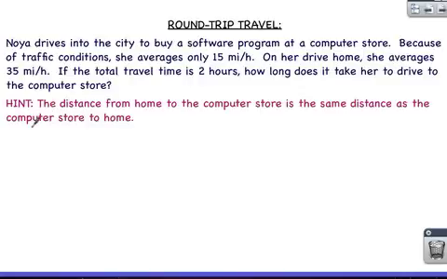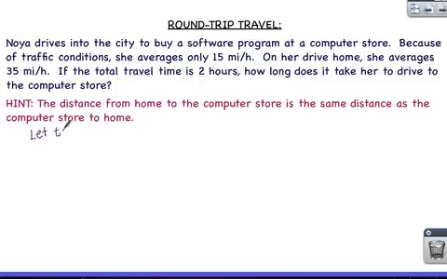So, what we don't know is how many hours it took her to travel to the computer store. Because even though we don't know the distance, we do know something about the distance, as you can see in the hint, which is that they are the same. So what's more significant in this problem, rather than the distance, would be how many hours did it take Noya to drive from her house to the city, to the computer store.